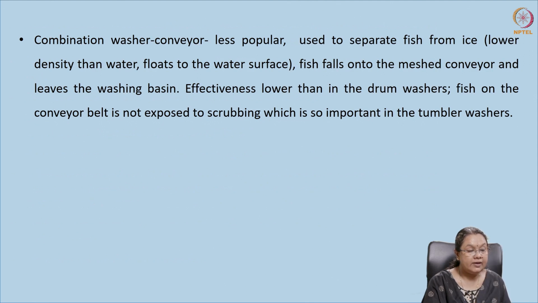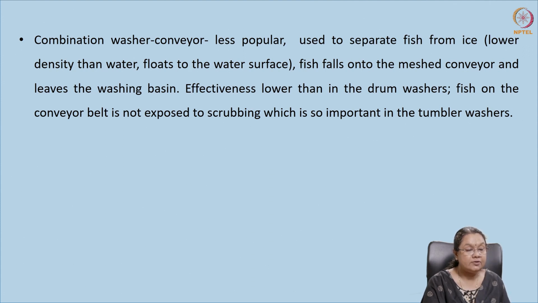Combination washer conveyor is less popular, and it is used to separate the ice from the fish. Because the ice has lower density, it floats on the surface of the water. The fish falls on the conveyor belt. So it helps in moving or separating the fish, and it moves to the next section or the finished section. The conveyors push the fish further in the line.